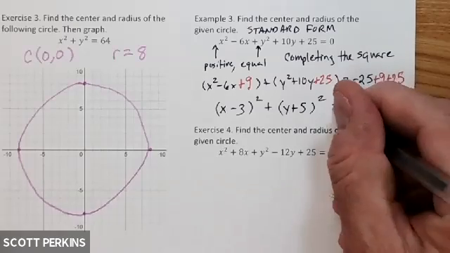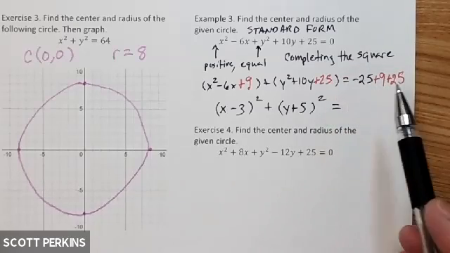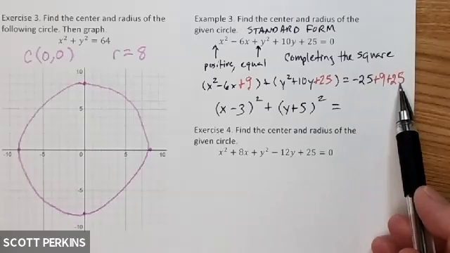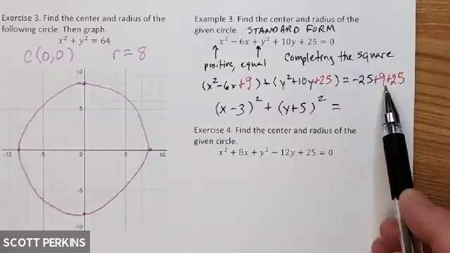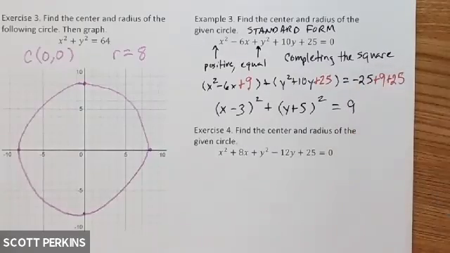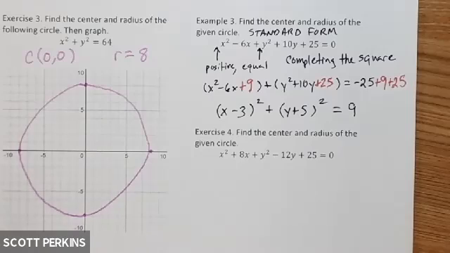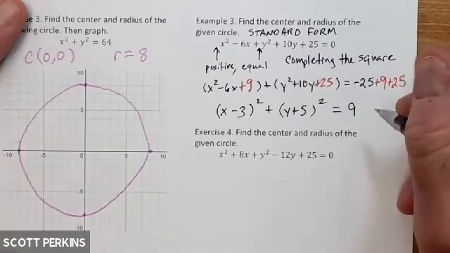squared. And then on the other side, when you grab your calculator and you add these numbers, negative 25 and 25, that's 0. They cancel each other out. That doesn't always happen. That's 0, and then I'm left with 9. So there's my equation. And alas, the question was asking, what's the center and the radius?